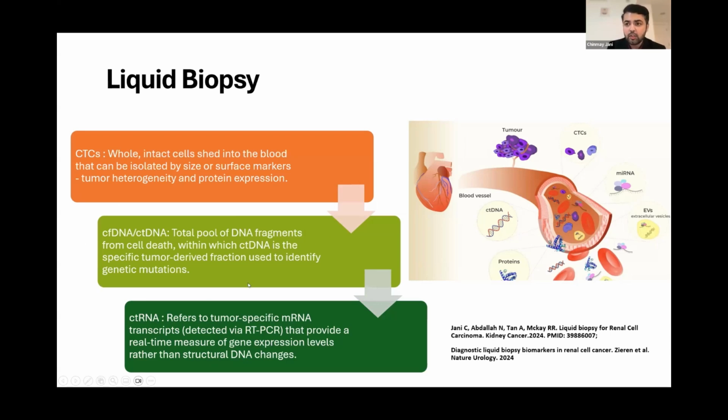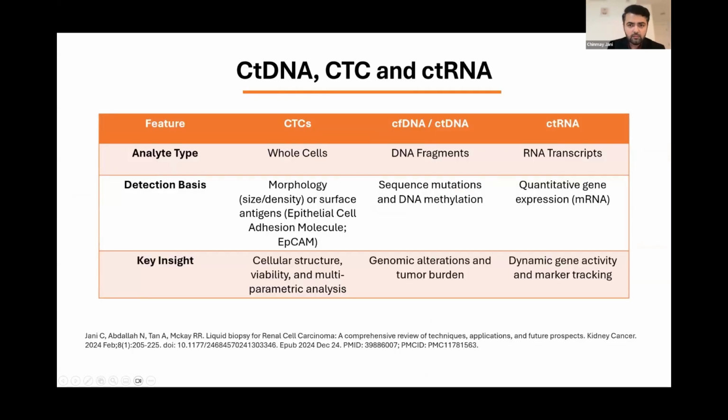Very often right now, circulating tumor DNAs are studied in liquid biopsy, but there is more and more data as well as more and more platforms or industry who can do circulating tumor RNAs as well. Just again, a little bit of difference: they're whole cells, DNA fragments versus RNA transcripts, and focusing more on key insights, CTCs can give cellular structure, viability, and multiparametric analysis, whereas circulating tumor DNA could give genomic alterations and tumor burden, and circulating tumor RNAs can give dynamic gene activity and marker tracking. You can read this further in one of the review articles that we had published, which is available over here for your reference as well.